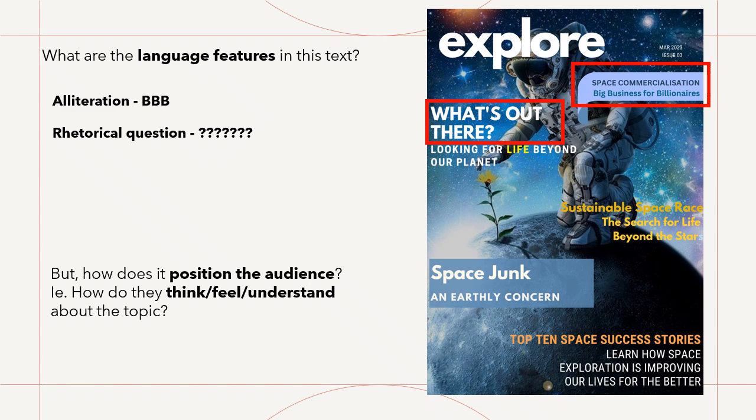The rhetorical question here wants the audience to really think about their own opinions about what space is. Is there really life beyond our planet? Surely there is. And the inclusive language is there to allow us as the audience to relate to the article, to actually put ourselves within the article and critically think about the ways that space is improving our lives.